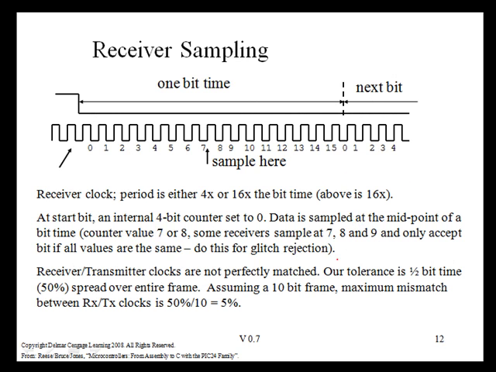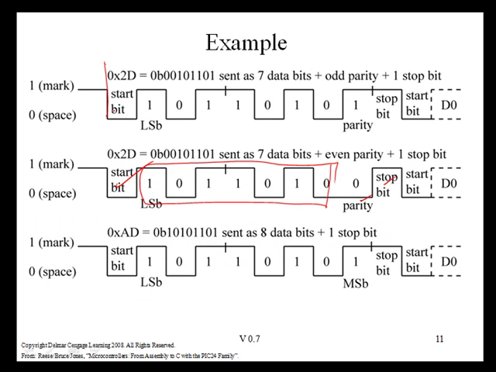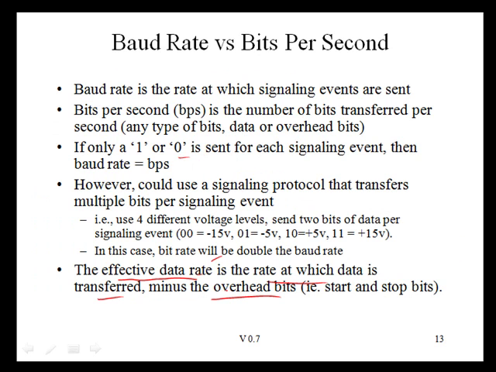So in order to compute an effective data rate, you would take the total time for the frame, so this amount of time here, and divide it into your total number of data bits, which in this case would be 7. You're going to get a rate that's lower than the bits per second, because I have the extra time dedicated to sending the overhead bits.